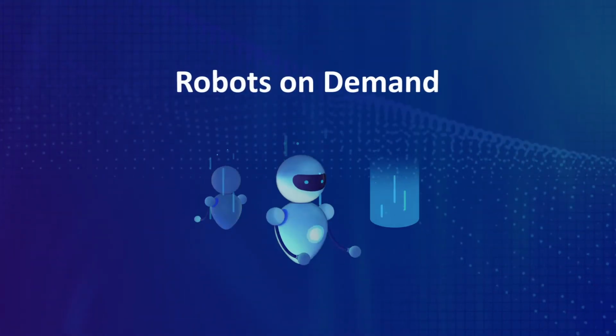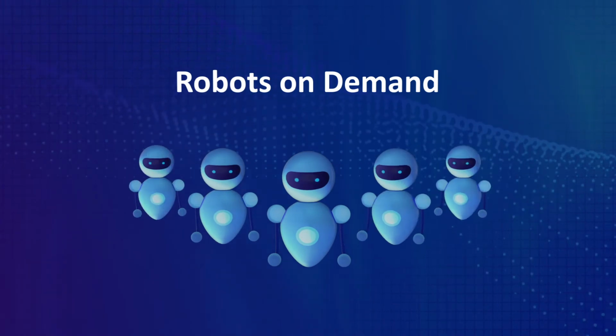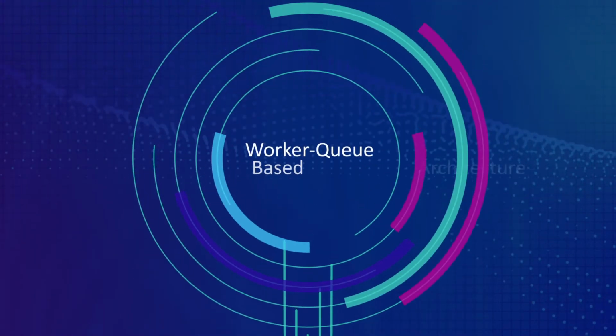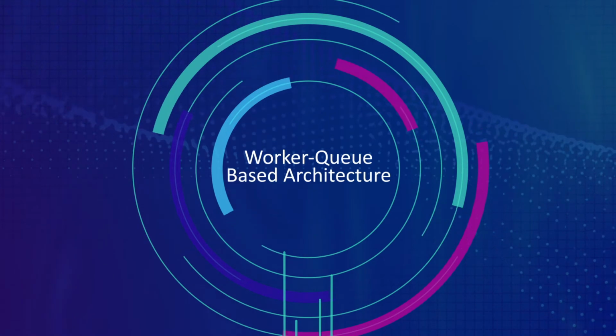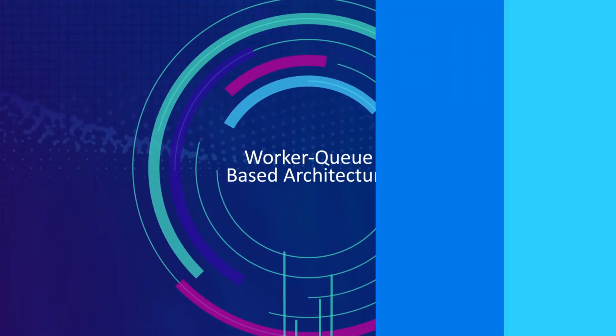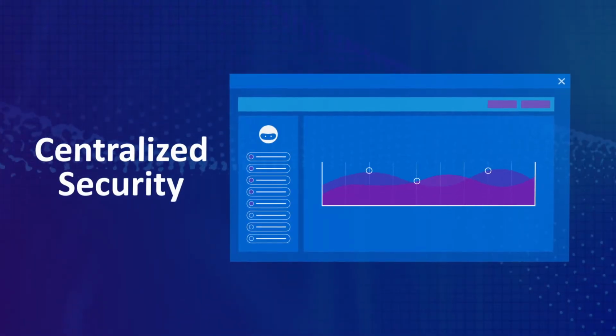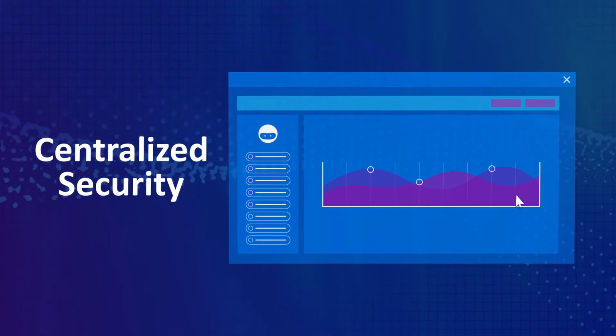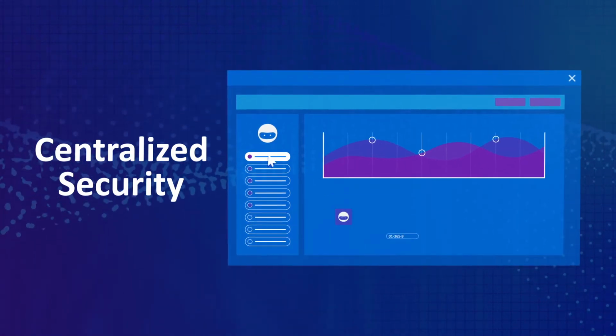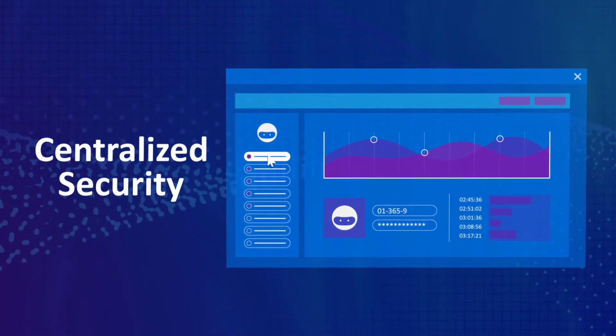Scale your robots up or down as workloads change. A worker queue-based architecture makes it possible to run hundreds or thousands of them at once. Control your robots completely from a central dashboard. Enable, disable, and schedule them. View their actions in detailed logs in real time.